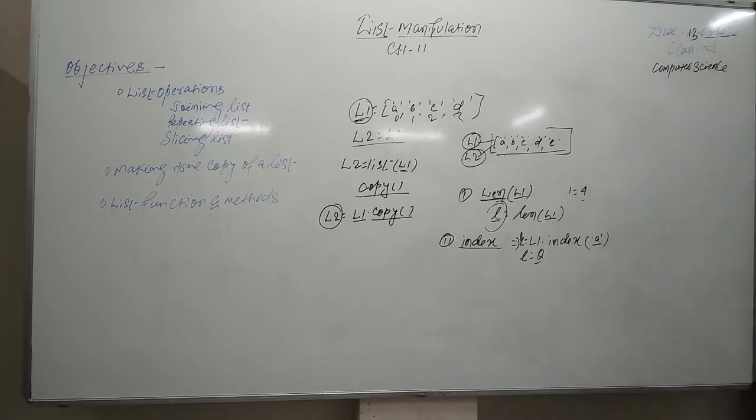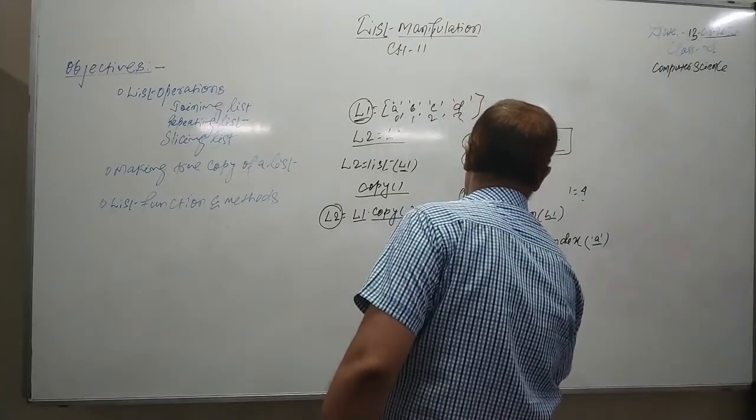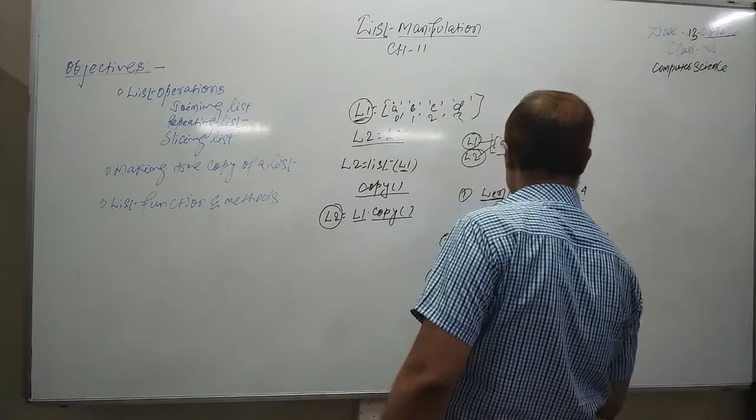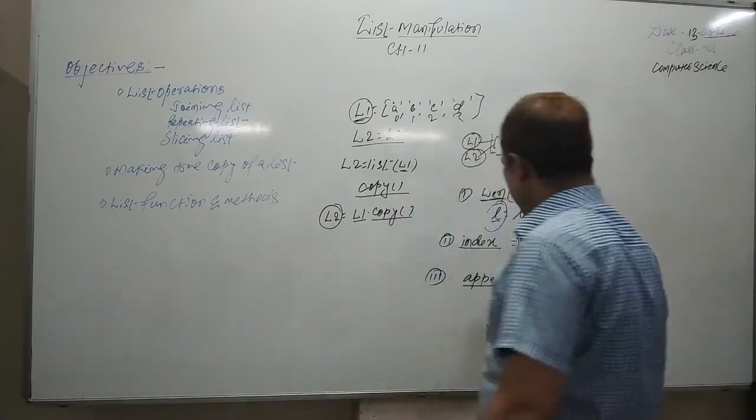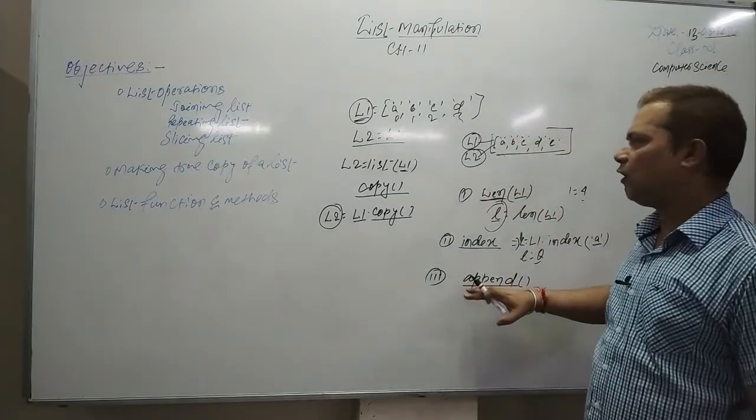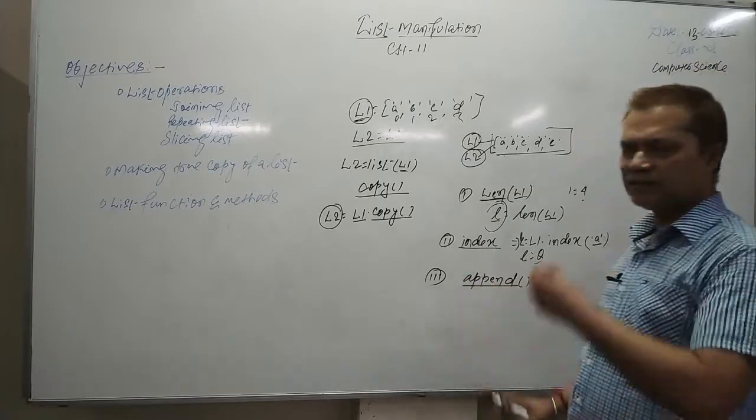Third method, the append method. Append method is the third method that we have in list, APPEND, append. Now this method helps us to add an element in a list, but mind it, the append method always adds an element in a list at the last position.